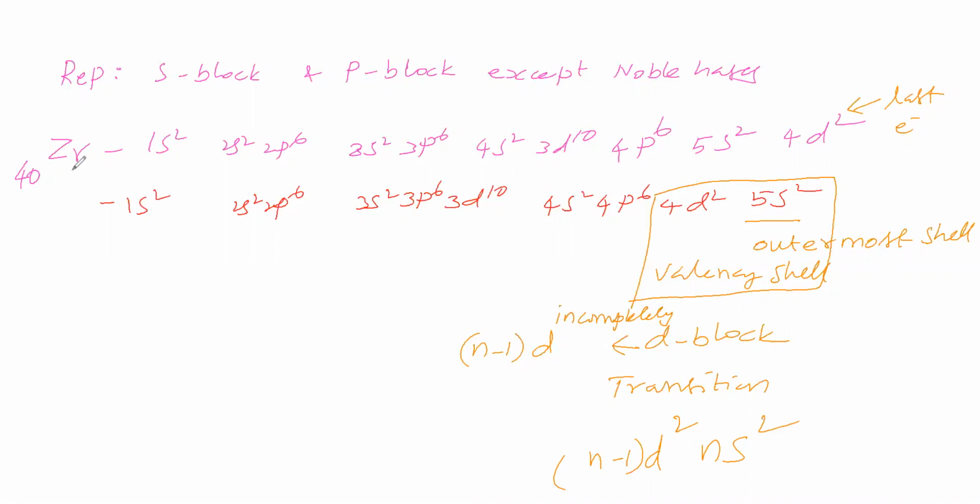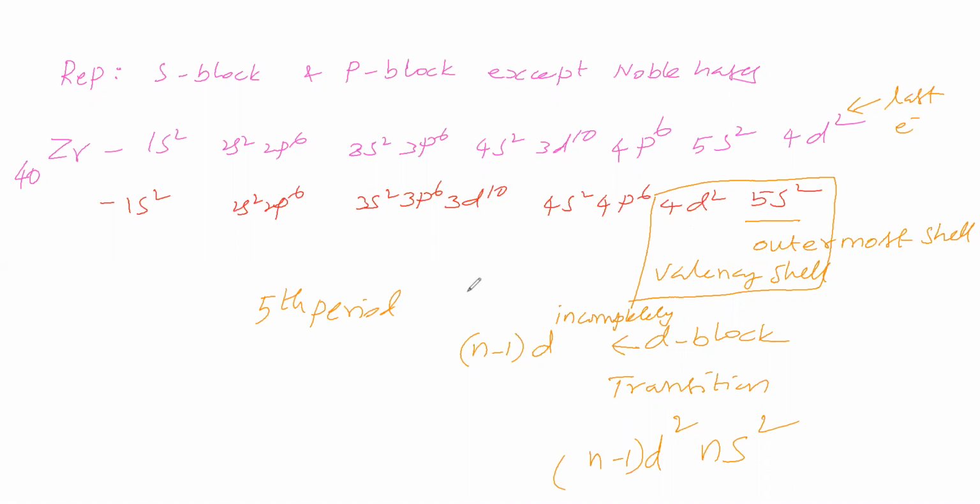So zirconium belongs to which group? The group which has the general valence shell configuration n minus 1 d2 ns2. So we have said the type, the group, the type of element, the type of block, and the general valence shell configuration. Then which period? Now the outermost shell principal quantum number is 5. Therefore, this element comes under the fifth period.